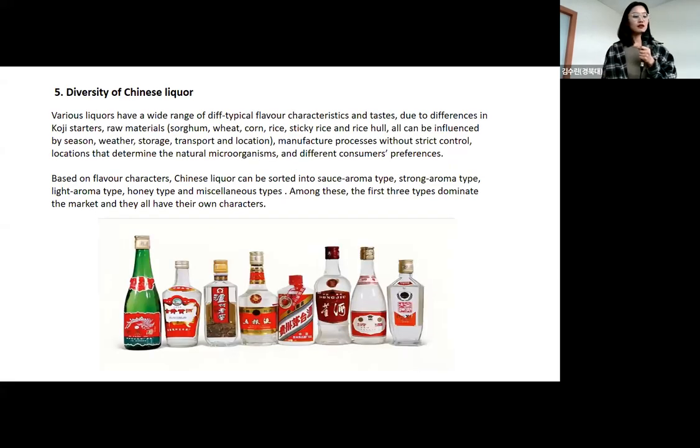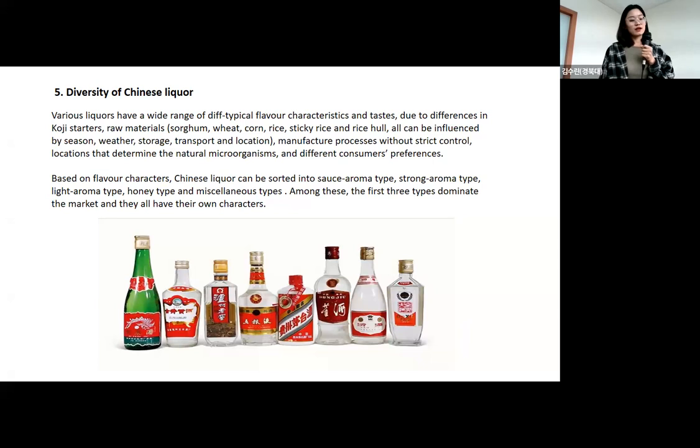The final part is diversity of Chinese liqueur. Various liqueurs have a wide range of different types, flavor characters, and tastes. This is due to differences in starters, raw materials, manufacture process without strict control, locations that determine the natural microbes, and different customers' preferences.